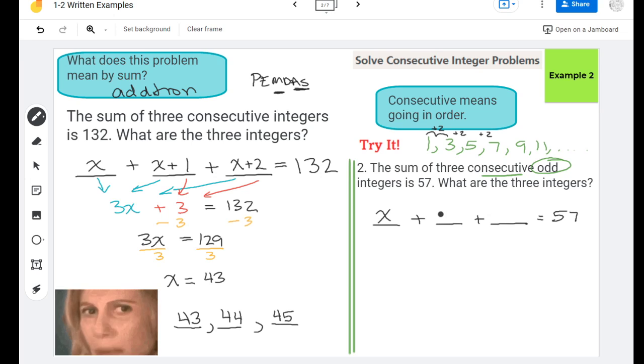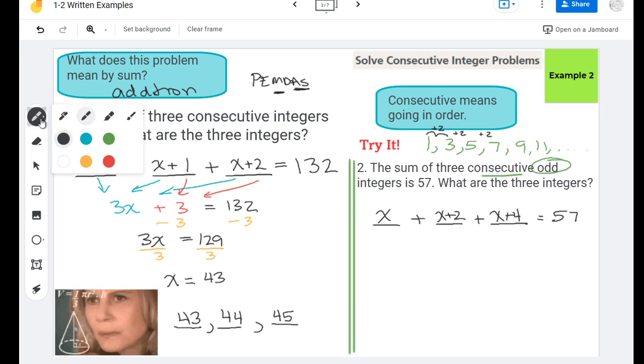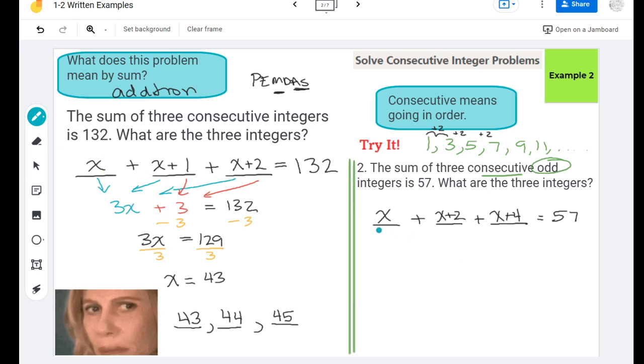So on here, my consecutive odd integer would be the initial value plus 2. And then to get the next odd, I'd have to add another 2. So I get 2 for this one, and 2 to get here, which puts me at x plus 4. The rest of it all works the same. So first I'm going to collect my like terms. I have an x, and an x, and an x, which makes 3x. And if I look at my constants, I have 2 and 4, which together makes a plus 6.